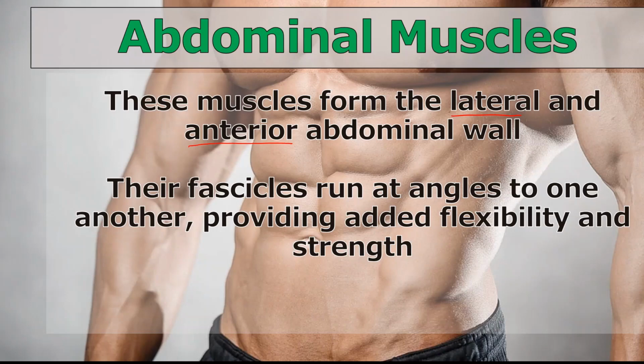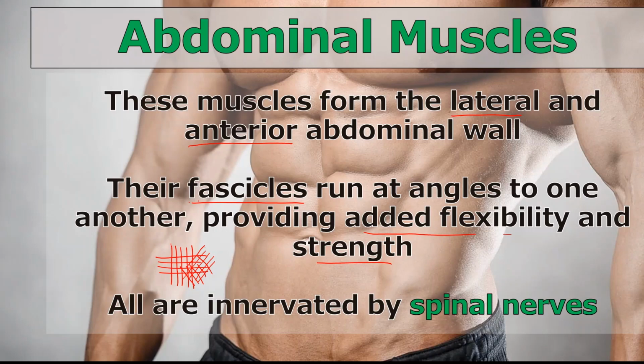They have structures anatomically called fascicles, and those fascicles will run in directions like this. We'll have fascicles running this way, layered with another set that runs that way, and then another set over here running this way and another set running this way. If you arrange these fascicles at angles to one another, you can add flexibility and strength to the actions of those muscles.